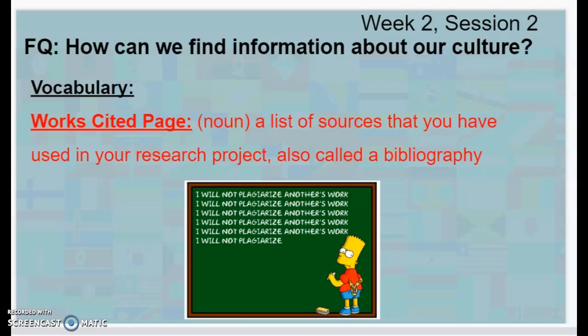One of the vocabulary words that I want to point out is works cited page. This is an additional page that you will be adding to your Google slide. Works cited page basically is a list of sources that you have used in your research project. It could also be called a bibliography. We have done something like this in previous projects, so I just want to refresh your memory about how it's done.